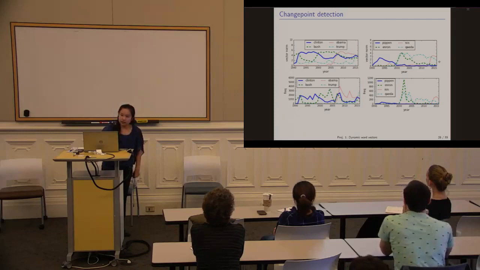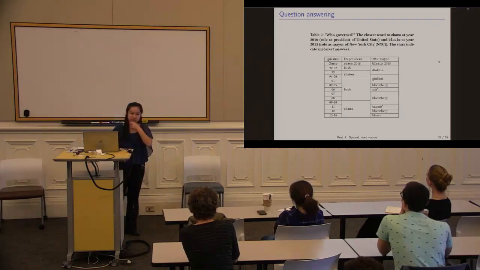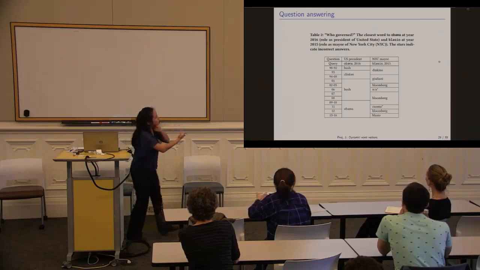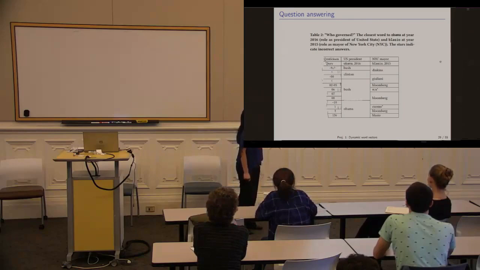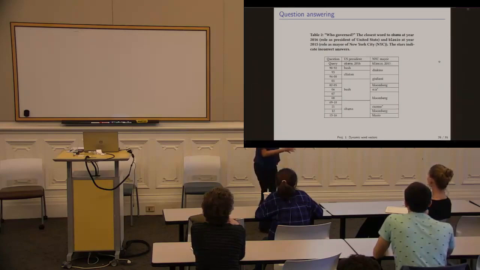Actually, the task that we ended up trying, and then we decided we didn't want a more complicated optimization problem to deal with, is this task here, where basically we give you a word, so Obama in 2016, and we ask you what is the closest word in every other year, and from that we can detect the correct president for all the different years. This is actually pretty robust against parameter tunes or number of epochs or anything like that. We can almost always recover the correct president.